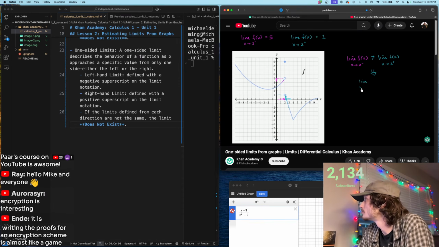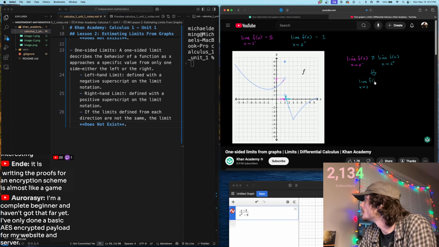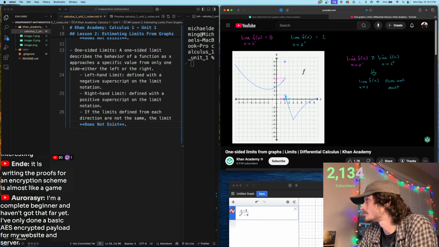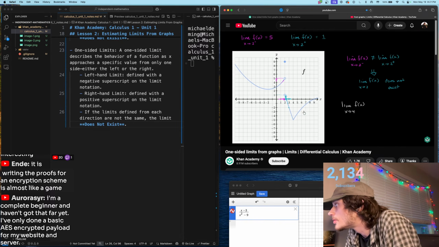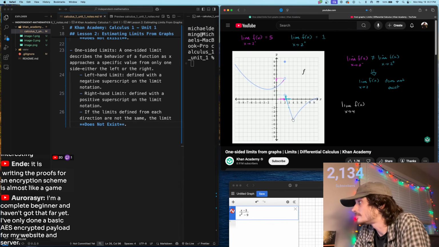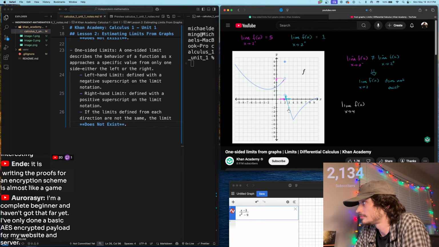The limit as x approaches 2 in general of f of x does not exist. In order for it to exist, these two things would have had to be equal to each other. For example, if someone were to ask, what is the limit of f of x as x approaches 4, we can think about the two one-sided limits, the one from below and the one from above.